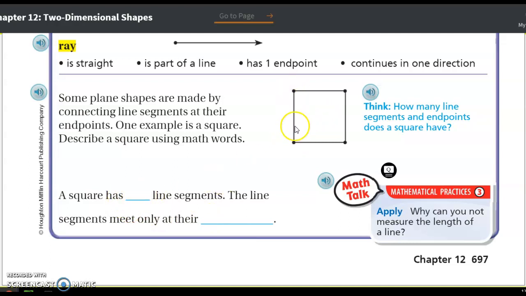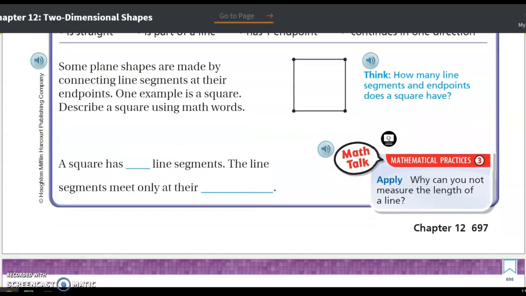There's 1, 2, 3, and 4, and they all meet only at their endpoints. So here it has 4 endpoints, and as we'll learn a little bit later, those are actually called vertices. So 4 endpoints would actually mean 4 vertices.